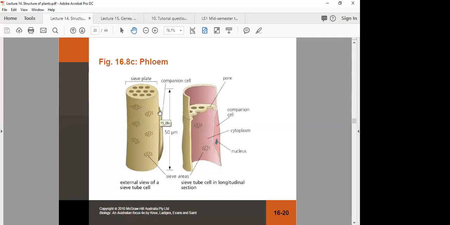And here we have a helper cell. Here's a companion cell. They're also very closely associated with these cells. And here's another illustration of a companion cell.